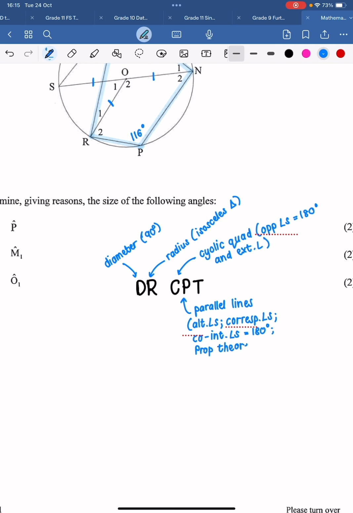So we'll get to that in the next question. We have to work with that. But prop theorem is also something that we can use when we have parallel lines. So that's also something that's really great for you to recognize at the beginning.